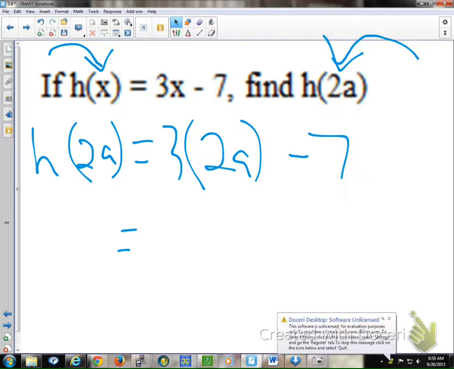So do you keep the letter, like the h, or do you just go with the 2a? The h doesn't really have anything to do with the problem. The h is just the name of that particular function. It's like, hey, this is function Harriet. We're not actually going to use that. That's just the name of the function.